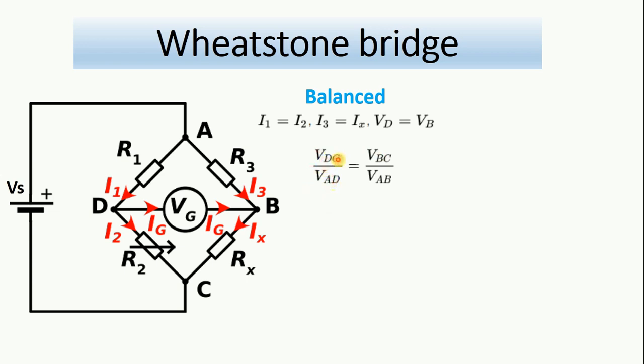Now, substituting for the voltage by the currents and resistors, we come to this formula, and we know that I1 is simply equal to I2, and I3 is equal to Ix in case of the balance condition. So we come to this formula where we can find the value of the unknown resistor, or the unknown component if it was an impedance, for example, using this formula.